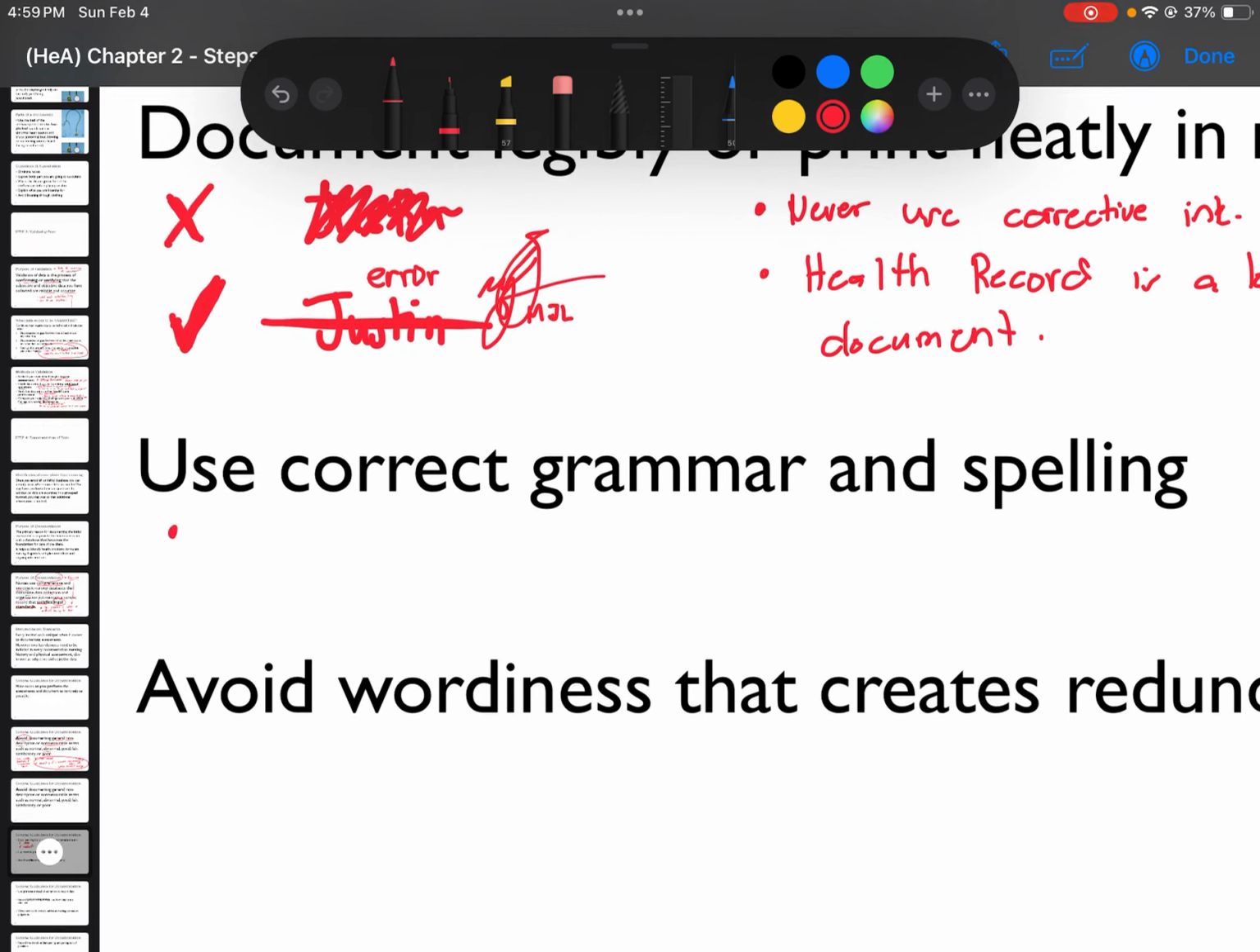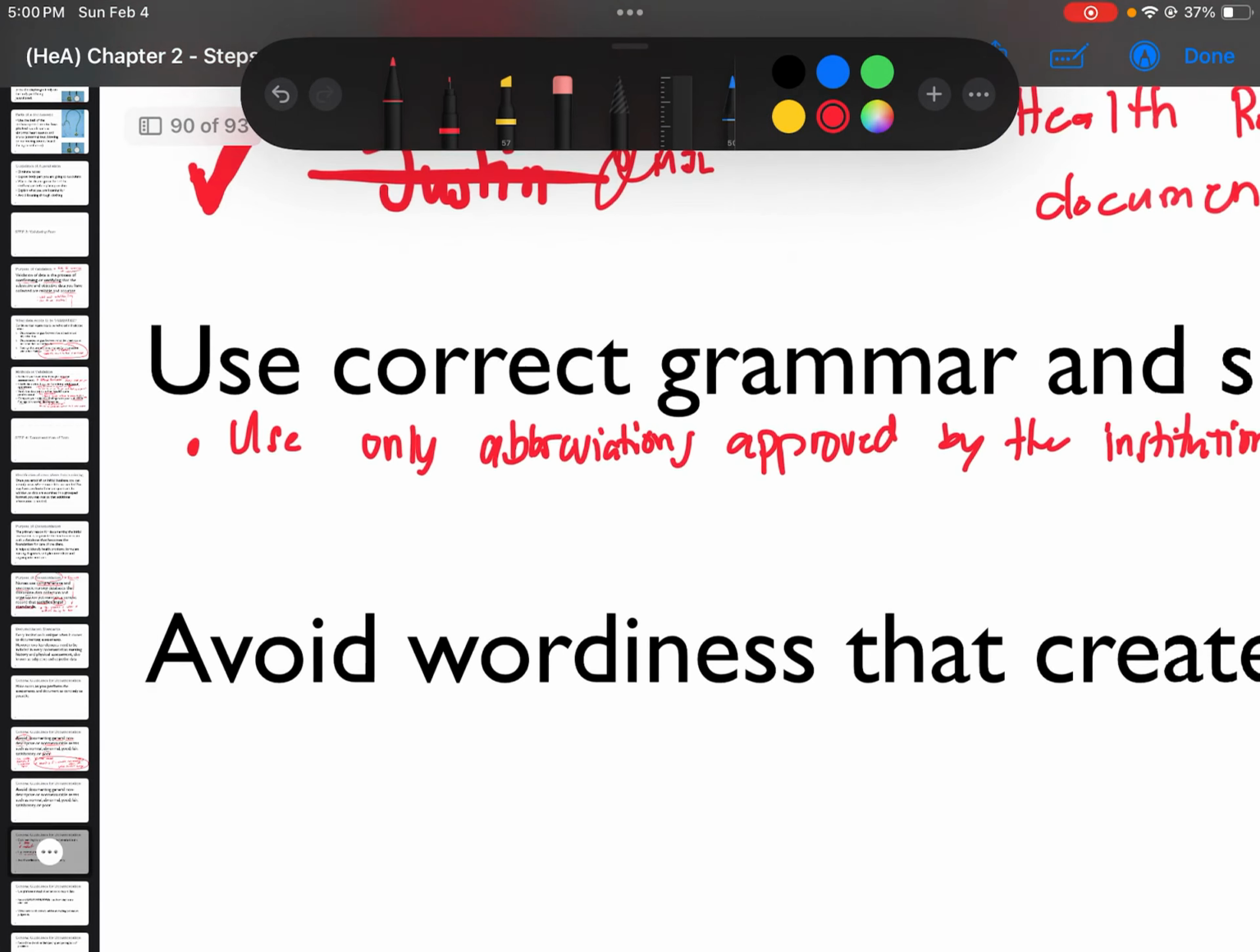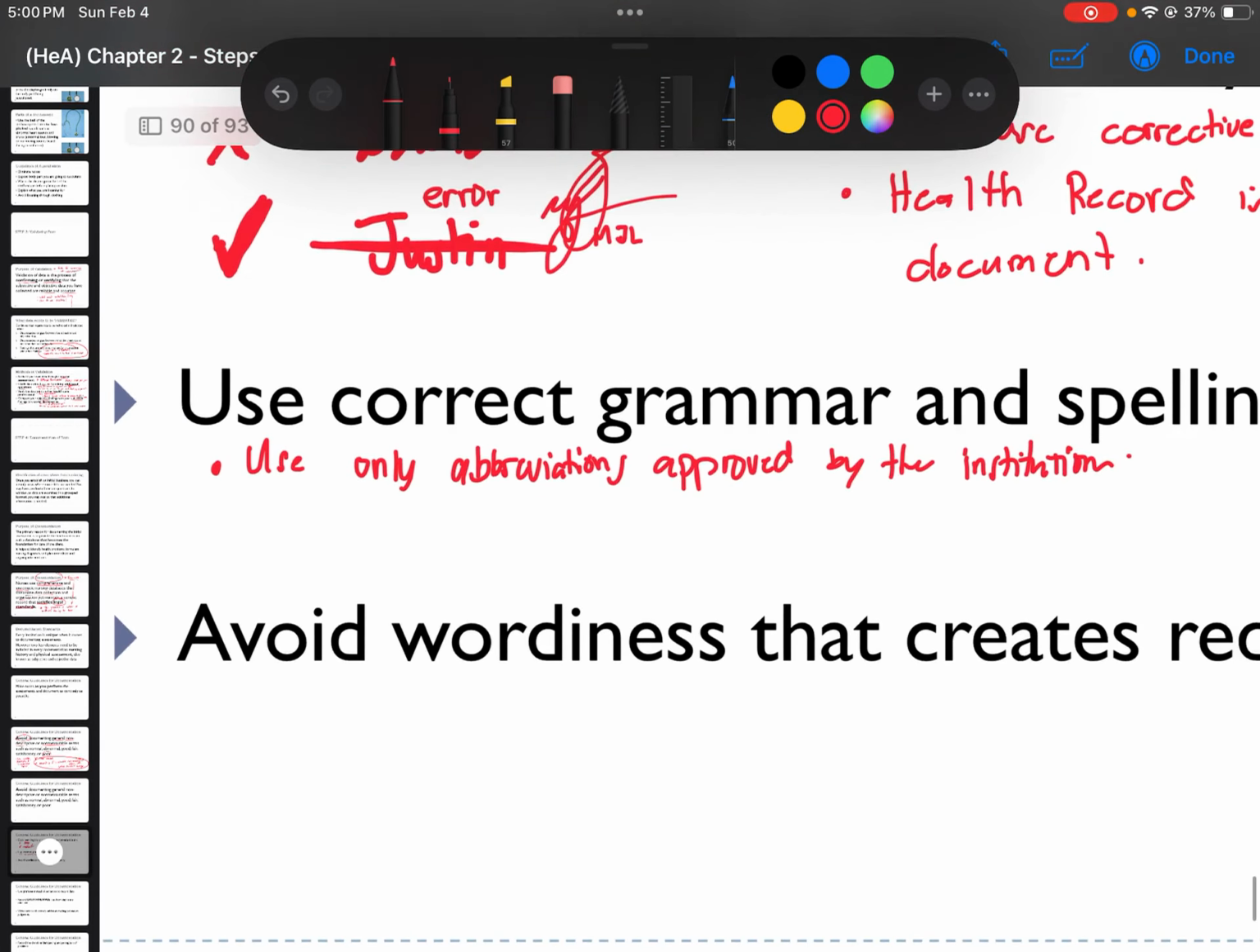The general guideline here, class, is use only abbreviations approved by the institution. Use only abbreviations approved by the institution. Okay? Avoid the use of slang, avoid the use of jargon or labels unless they are direct quotes from the patient. An example of using abbreviations approved by the institution is something like this.